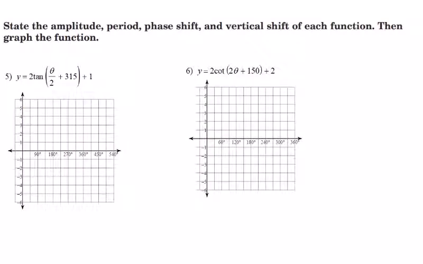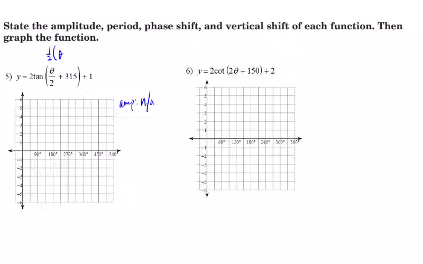So here this isn't an amplitude. There is no amplitude with tangent and cotangent. But this does mean it's going to be a vertical stretch by a factor of 2, right? So that does mean it's going to be a little steeper. You don't have to worry about that too much. But let me factor out a 1/2 here.